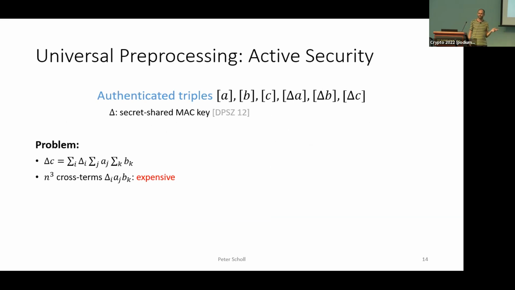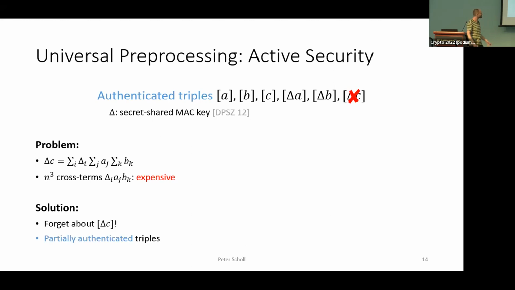So if we try to apply the same trick by decomposing the sum into all of the cross products, then we've now got n cubed of these terms, delta_i times A_j times B_k for every one of these indices. And this is quickly getting really expensive as the number of parties increases, so it isn't so practical.